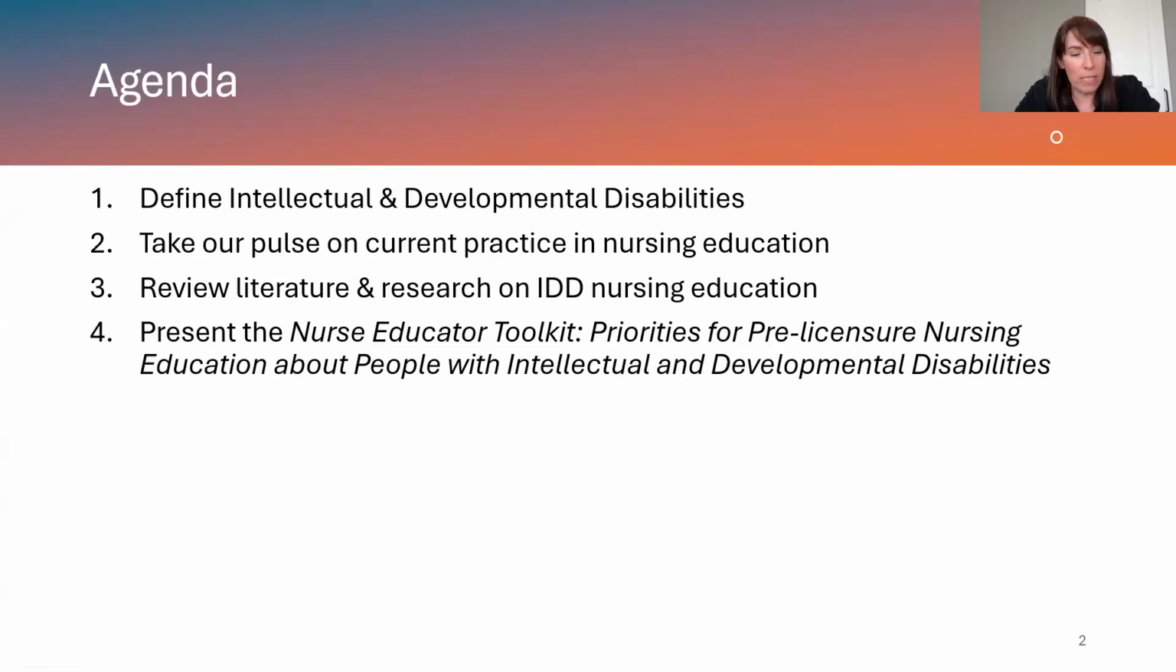So the main objective of today is to present evidence-informed pre-licensure nursing education priorities about nursing care of people with intellectual and developmental disabilities. We will introduce a nurse educator toolkit at the end, but our agenda will journey through explaining why this toolkit is needed and the scoping review and Delphi study that informed the development of the toolkit.